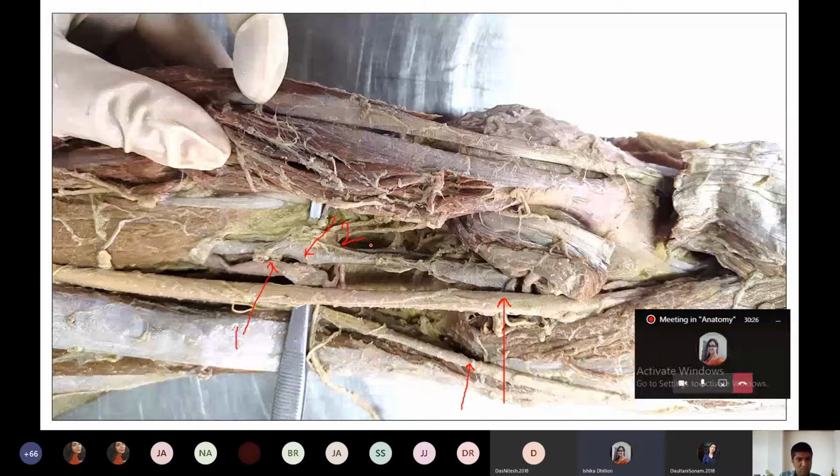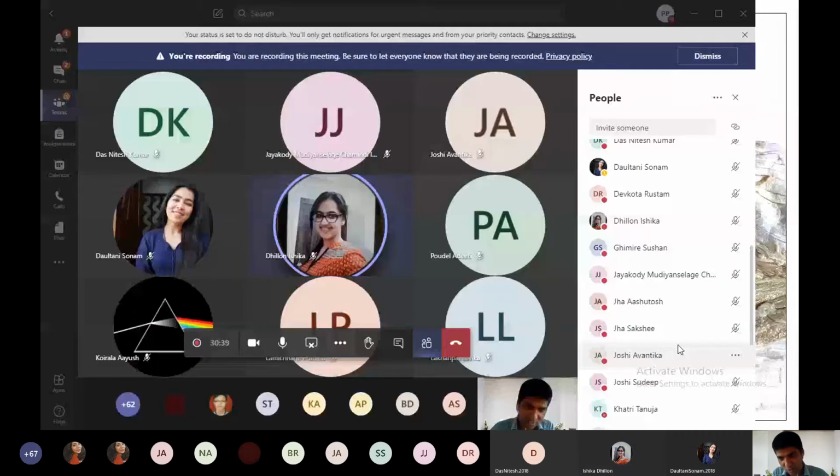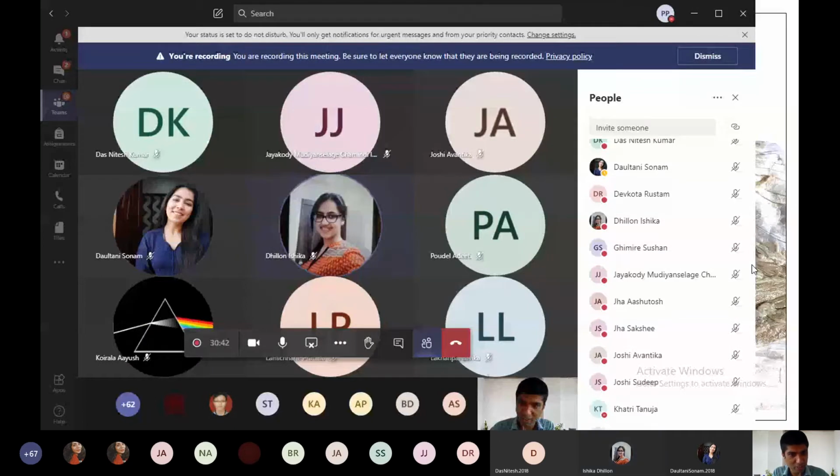Which one is artery, and then two is? One is vein, second is artery. Good. You're right. One is vein. Very good. Who has answered this? I have not noticed you. Can you tell your name? Ishika. Yes, good. So number 1 is vein.